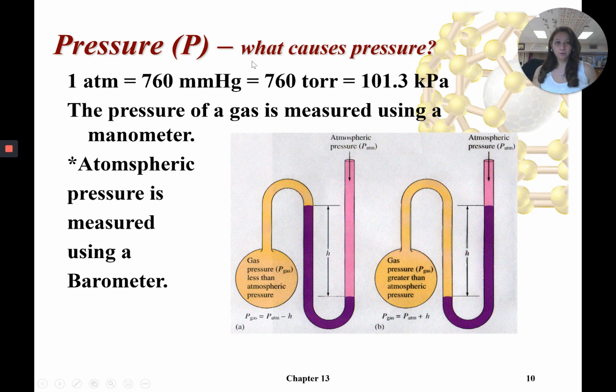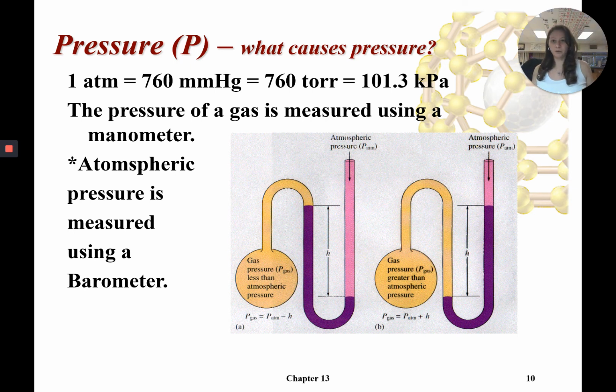Pressure is collisions between gas particles. Imagine somebody pounding on you. Those collisions cause pressure. Those gas particles, because they're moving fast and moving randomly all the time, are going crazy, hitting each other and hitting the walls of the container. Those collisions between the gas particles and the container are what pressure is. The more collisions there are, the more pressure. The fewer collisions there are, the less pressure. Now, pressure can be measured in a variety of different units.